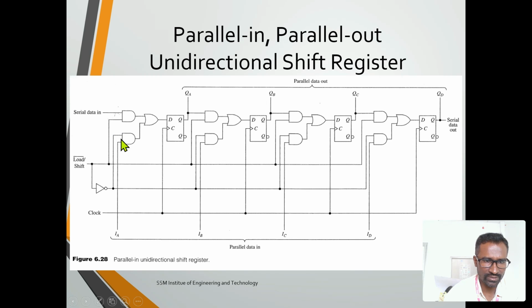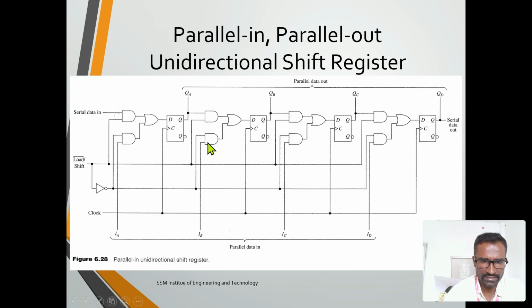So this is the load, and this is the shift. At that time the other will act as 0. Only one of the two AND gates will be enabled at a time, and the other will be 0, a disable condition. So this is the logic behind it. If it is 0, the shift will be enabled. If load is enabled, it will act as a load to the flip-flop and keep it as a store.